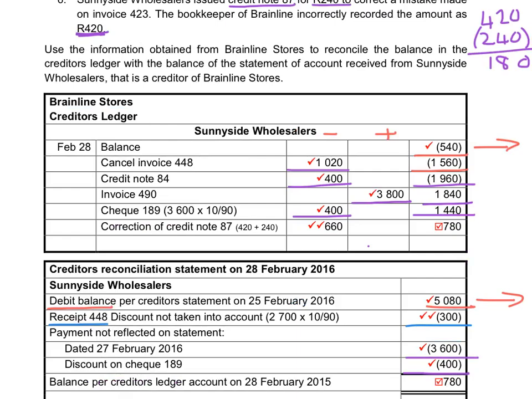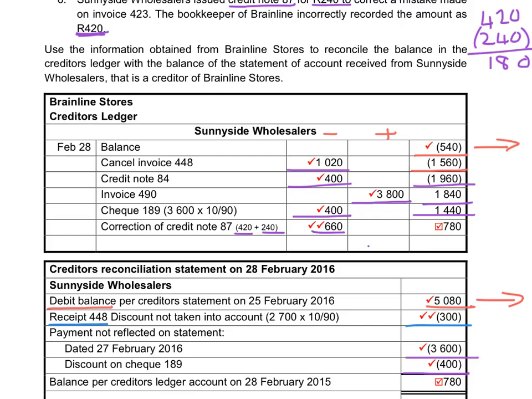So we will take the 420 that was incorrectly recorded on the credit side, show it on the debit side, and then also show the credit note for 240 on the debit side. So it means that we decrease our account with 660 rand. If this was not on the wrong side of the account, we would just subtract the two figures from each other and show that we make a correction for 180 rand.